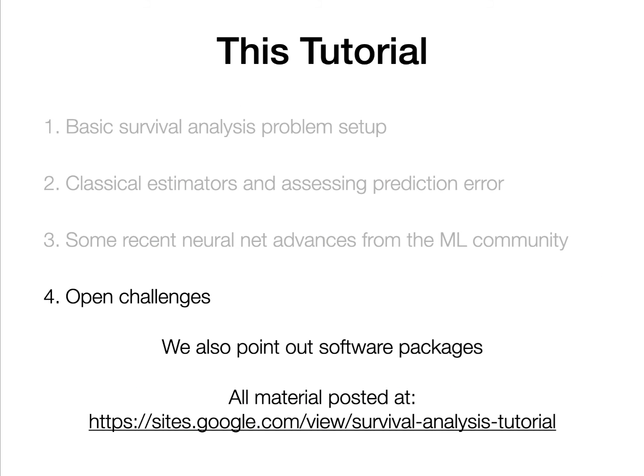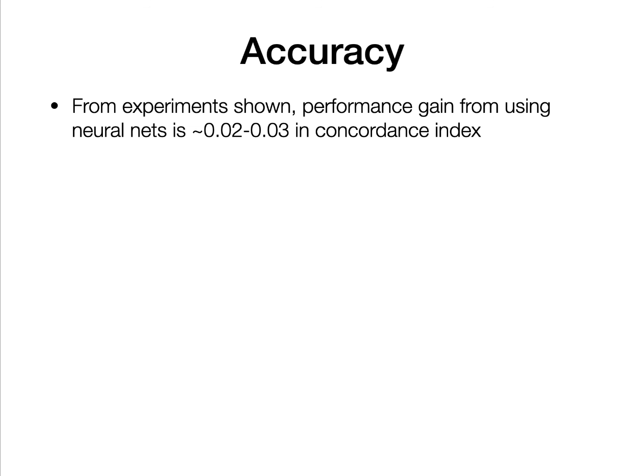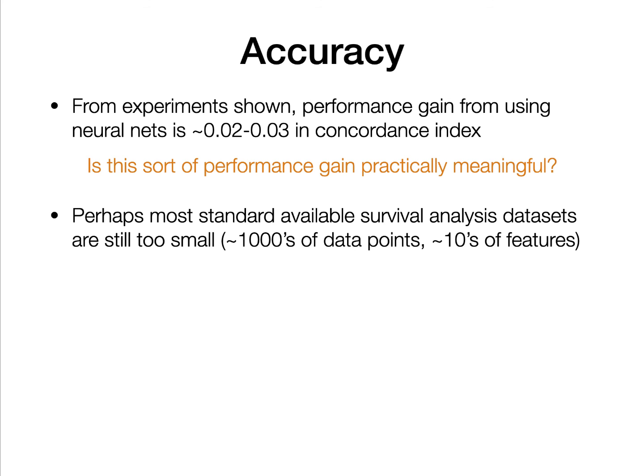Now I'll move on to open challenges, and the first thing I want to get at is related to the experimental results that you just saw. Basically, oftentimes the performance gain from using deep learning or neural net based approaches could be something like 0.02 or 0.03 in concordance index. It's unclear whether this is a large enough gain for those particular applications of predicting time until death. One of the issues is that many of the standard survival analysis data sets that are available aren't that big, okay? In terms of, well, the number of data points might be in the thousands. Sometimes if you're lucky, they're in like the tens of thousands or so.